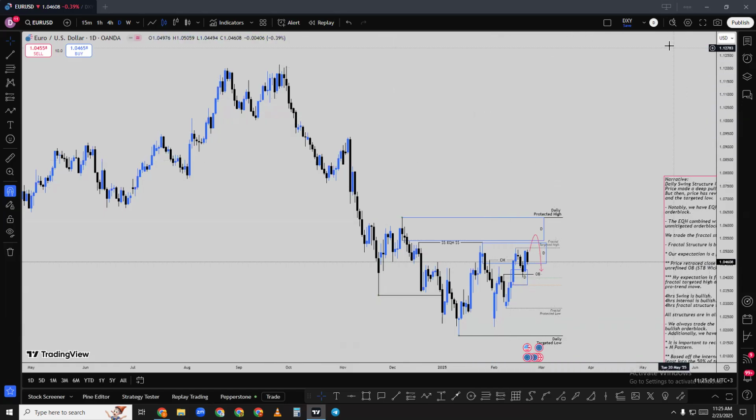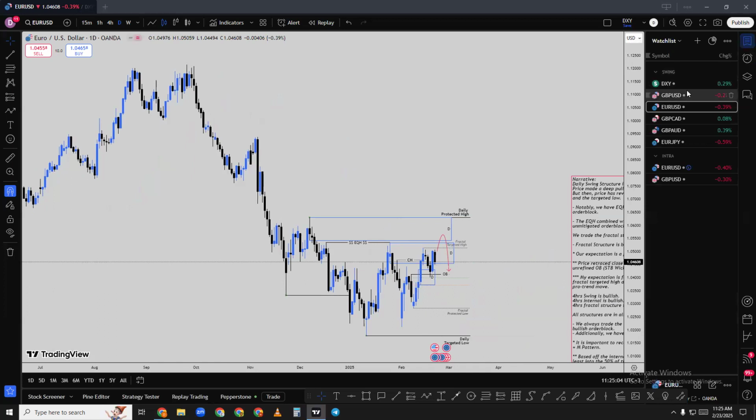So this week I'm going to be focusing on the DXY, GBPUSD, EURUSD, and I'm just gonna leave it at that, because I don't want to share some of the other pairs, the GBPCAD, the GBPAUD, or the EURJPY, simply because they are not refined, and it's something that I'm looking to add to my arsenal, to my trading book, but right now they're just not refined.